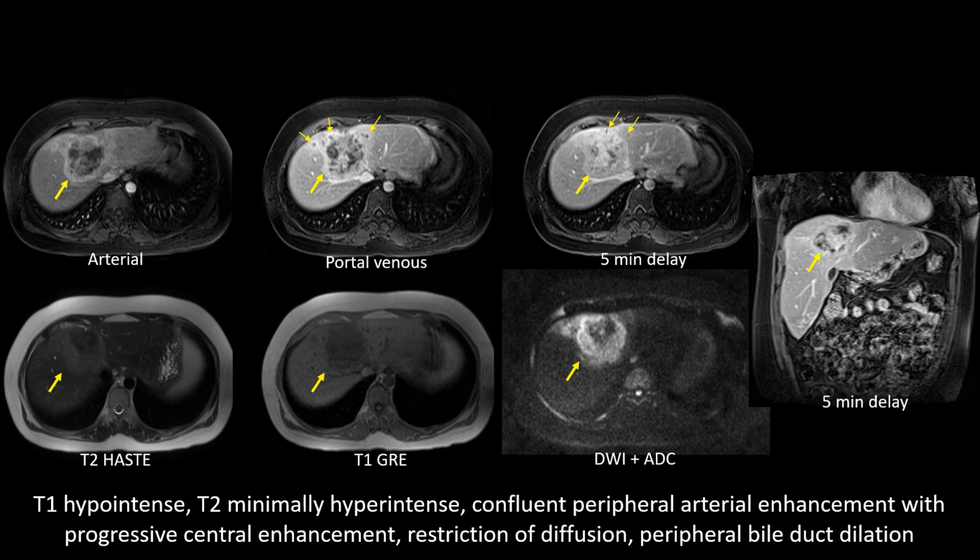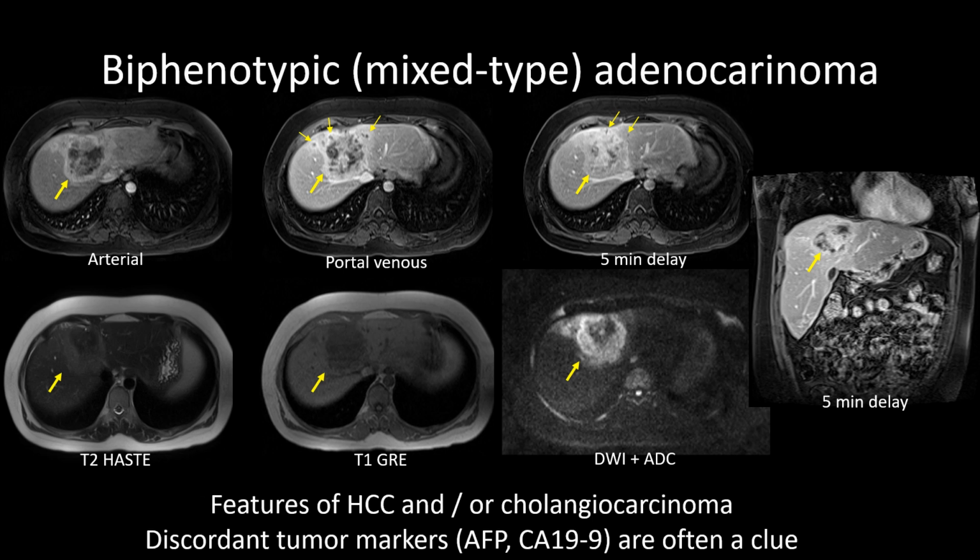In this case, the patient had an elevated AFP with a normal CA19-9. This was biopsied and was found to be mixed type adenocarcinoma, sometimes referred to as biphenotypic tumor. And so this really falls under more of a cholangiospectrum in terms of treatment and prognosis. And it is important to recognize things such as subtle bile duct dilation peripheral to a mass and discordance of tumor markers, because you would not want to treat this like a hepatocellular carcinoma. That would result in a worse prognosis.